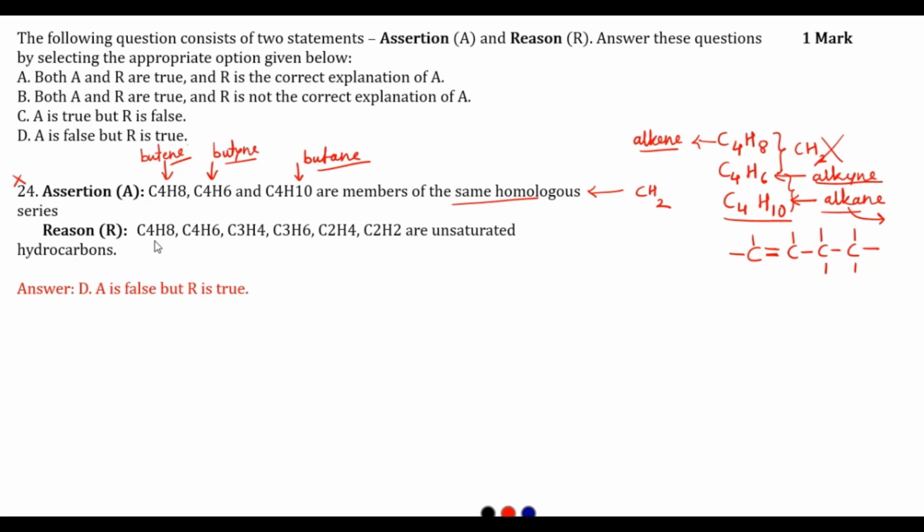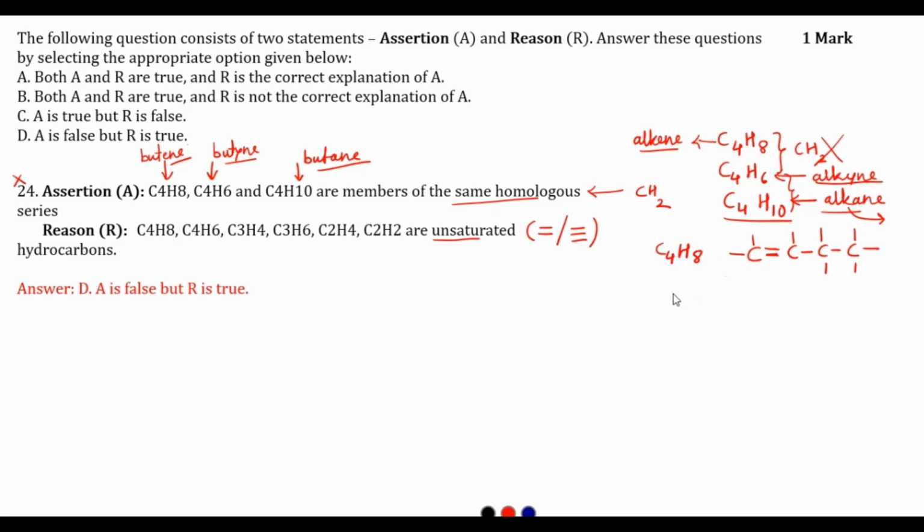In the reason they have told that C4H8 and all these members are unsaturated hydrocarbons. Unsaturated means what? The hydrocarbon should have either a double bond between two carbon atoms or a triple bond between two carbon atoms. Those hydrocarbons are called unsaturated. If they have only single bonds, then it is called saturated. Now if you see, just now I have drawn here one C4H8. It has a double bond, so it is unsaturated.